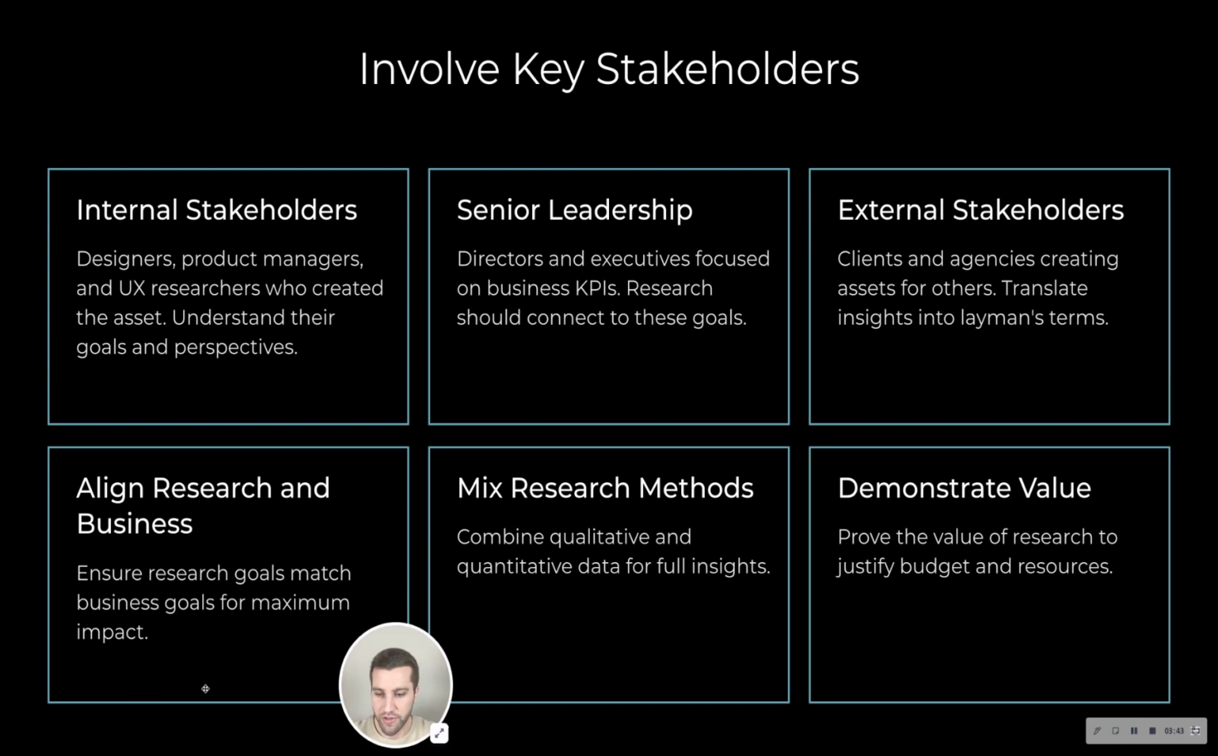We want to align research and business goals. I've talked about this a bunch already, so no need to go into this specifically. Go ahead and make sure that you're doing that when you're building your test script. We want to mix the research methods. Again, this is optional, but I always really like to combine a little bit of qualitative and quantitative in the study. Stakeholders are likely going to prefer one or the other, so we might want to actually include a little bit of both in case we're sharing this with multiple stakeholders.